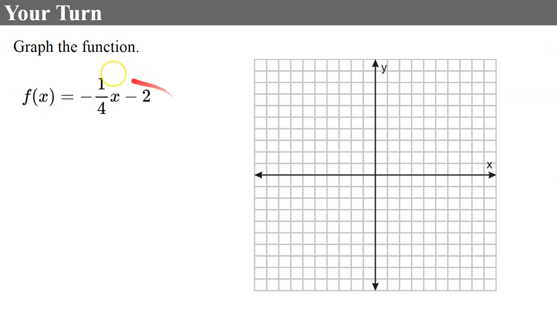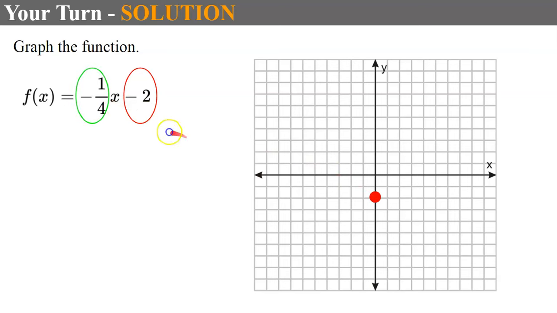Your turn. I would like you to graph this function. Go ahead and pause and come back and hit play when you're done. Welcome back. So we're going to graph our y-intercept first. We're going to plot a point on the y-axis at negative 2. And then I'm going to identify that my slope is negative 1/4. So I know that my slope is negative and my line is going to go down left to right. So I'm going to rise 1 and run negative 4, plot my point, connect my 2 points with my line, and there's my negative sloping line with a slope of negative 1/4 and a y-intercept of negative 2.